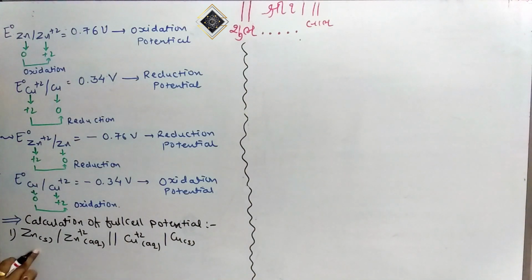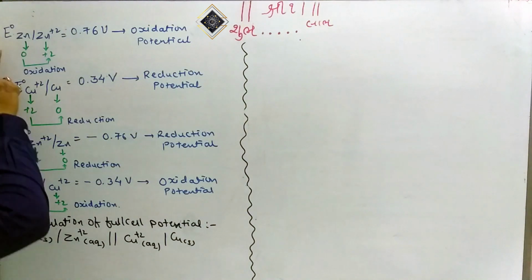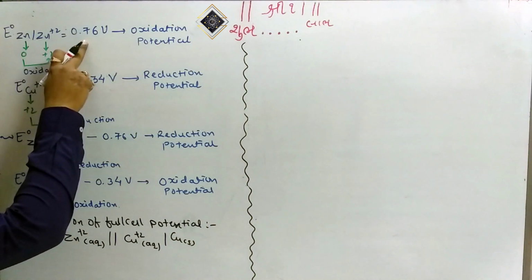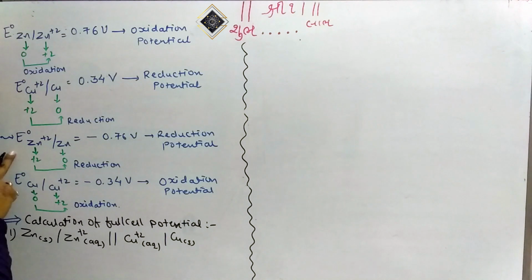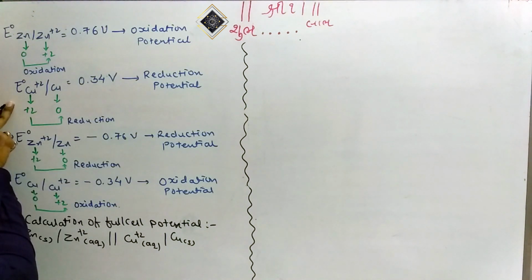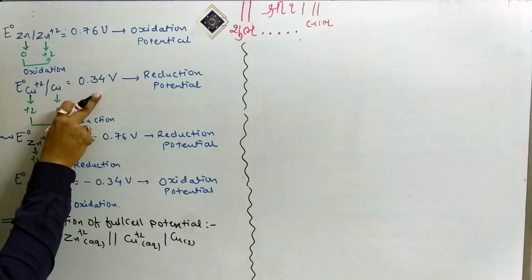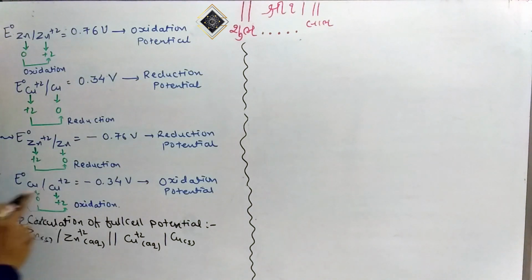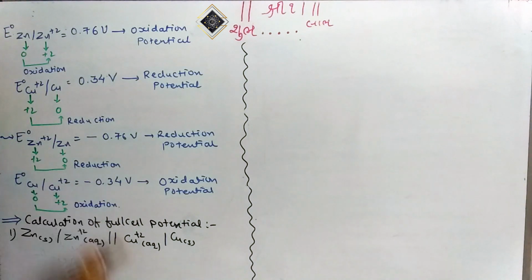The potentials are given: E0 Zn/Zn²⁺ is 0.76 volt in the form of oxidation, or in the form of reduction we have minus 0.76. The copper half-cell potential in the form of reduction is 0.34 volt, and in the form of oxidation is minus 0.34 volt. Now I am showing you that the full cell potential in terms of oxidation or reduction is always the same in magnitude.